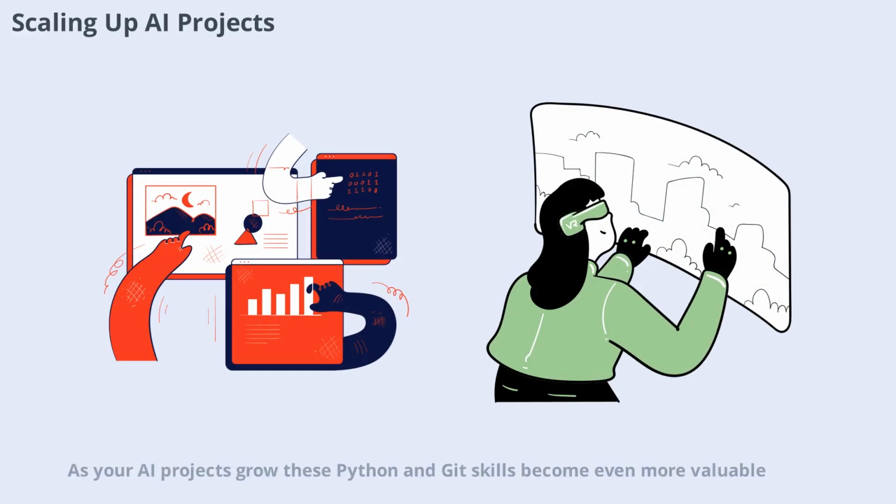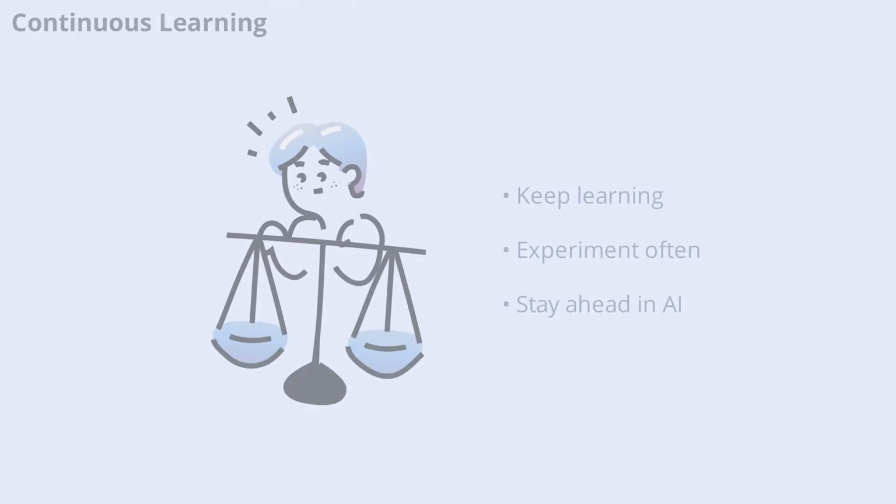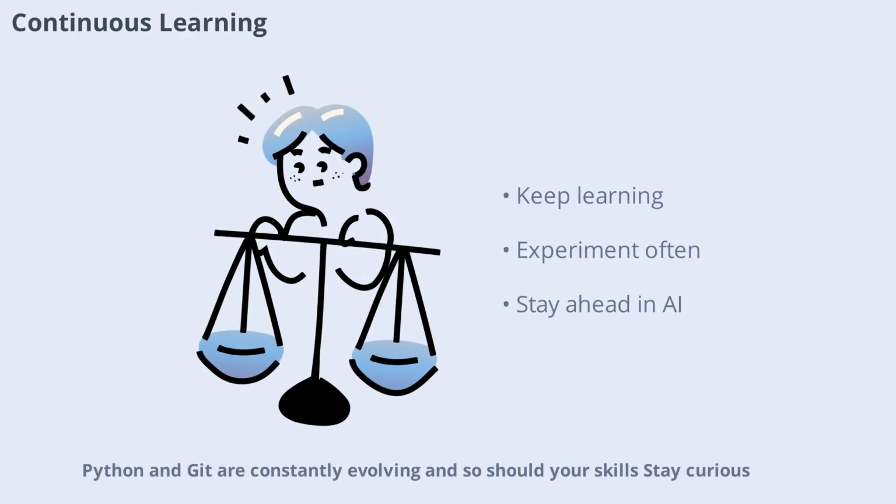As your AI projects grow, these Python and Git skills become even more valuable. Efficient data handling, robust error management, and smooth collaboration are the keys to scaling up from small experiments to production-level systems. Python and Git are constantly evolving, and so should your skills.